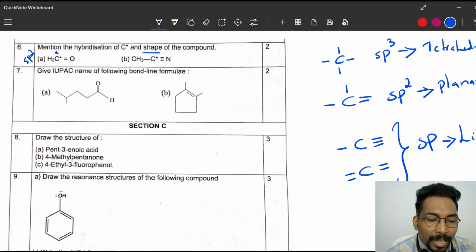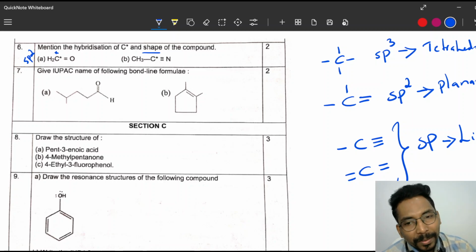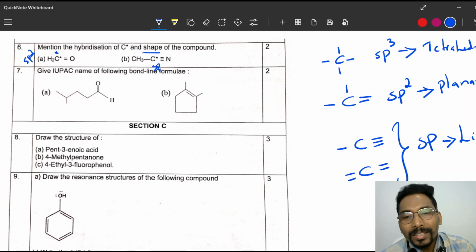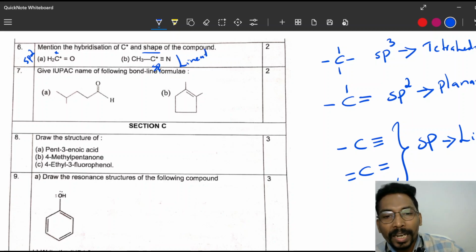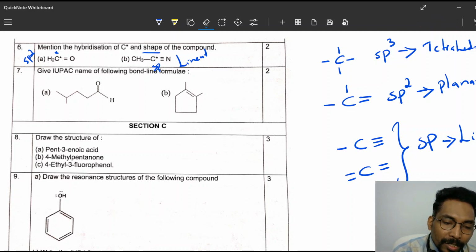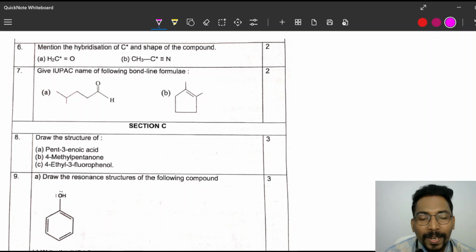Clear? And second one, you can see one triple bond is there. That means that will be sp hybridized carbon, and the shape will be linear. Okay, linear, 180 degree bond angle. Okay, so that's about that question. I think it's clear. So we can move to the next one. I hope all of you are getting clear. Yes.